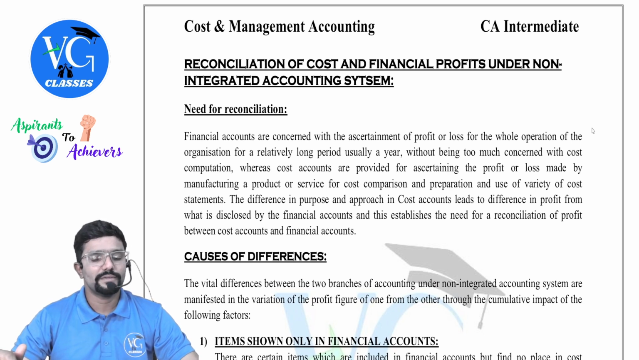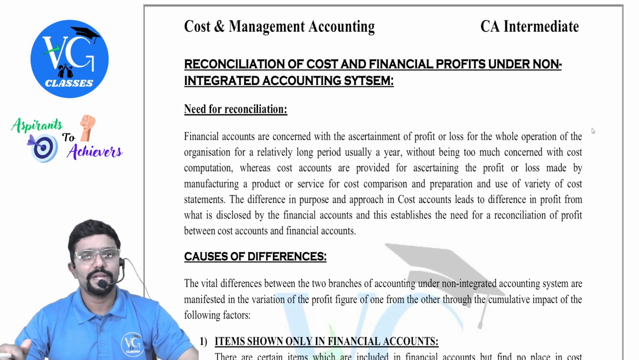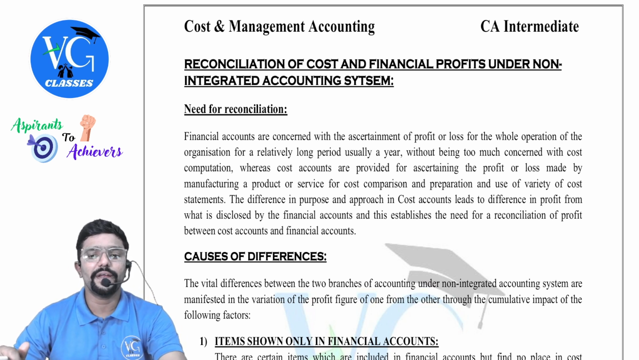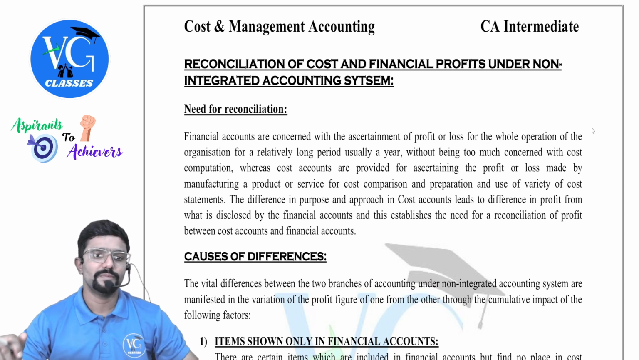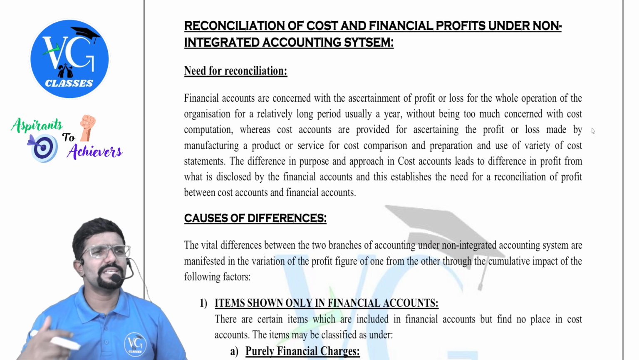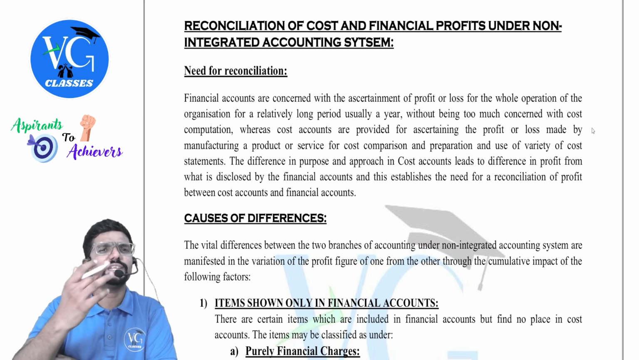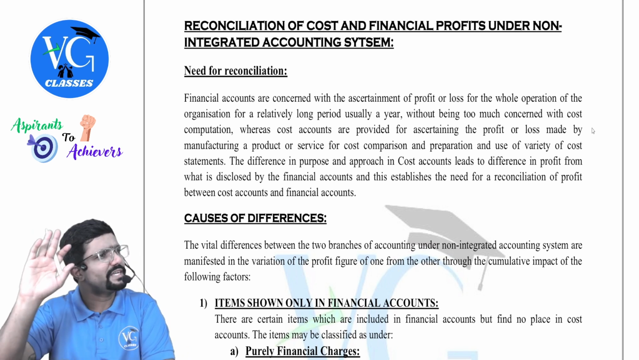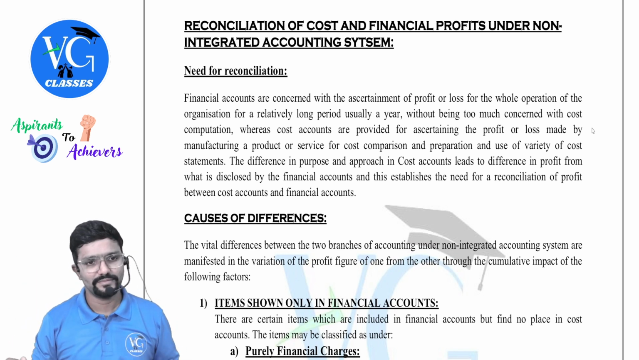Come to the concept book. Let us start, guys. Reconciliation of cost and financial profits under non-integrated accounting system. First one. Sir, why is there a need to reconcile? Sir, why should we reconcile? We will understand how to do reconciliation later. First, why?